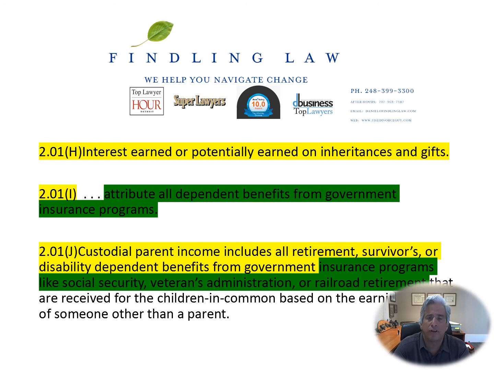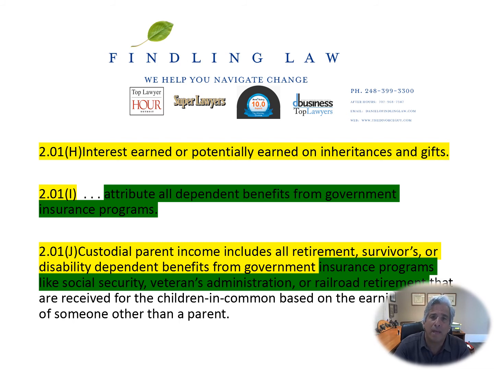Section 2.01H of the Michigan Child Support Formula Manual discusses gifted and inherited property. And for the most part under Michigan law, gifted or inherited property, even if it was acquired during the course of the marriage, is separate property and not divided. But the interest earned from that gifted or inherited property is income. So if you were lucky and you inherited $5 million and it's generating $75,000 a year in interest, well, guess what? That $75,000 is going to be income for purposes of calculating child support and spousal support.